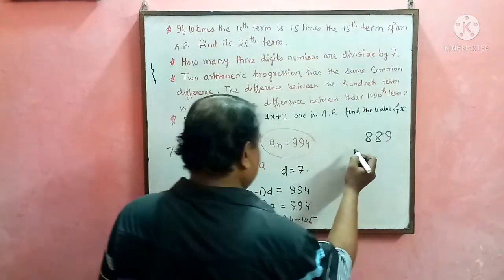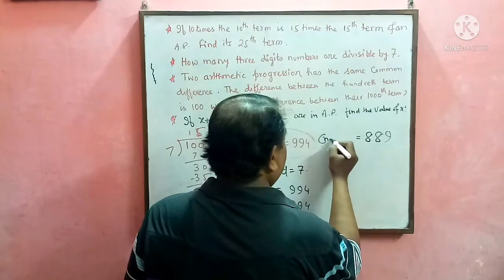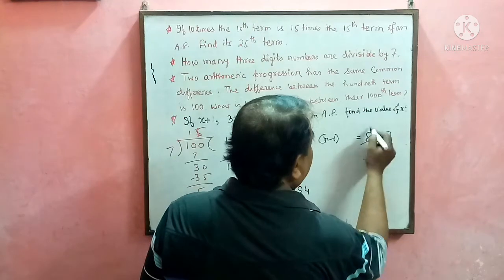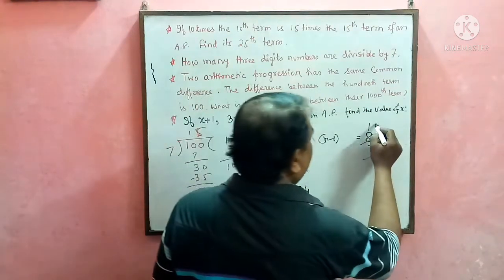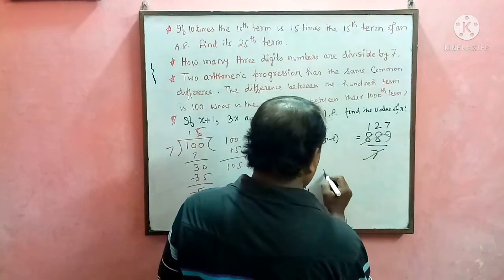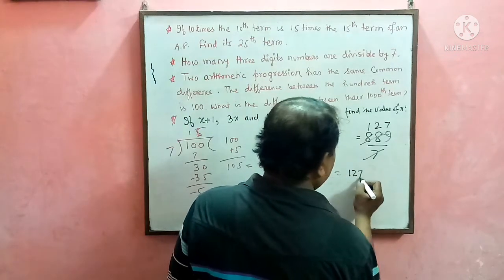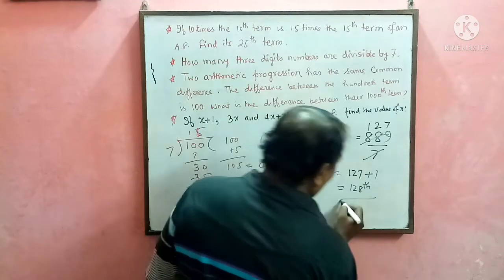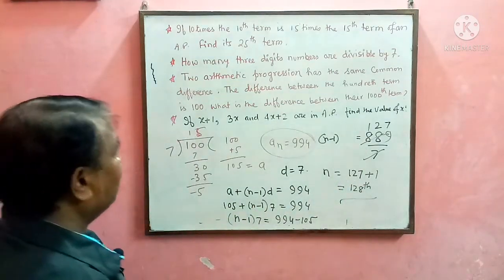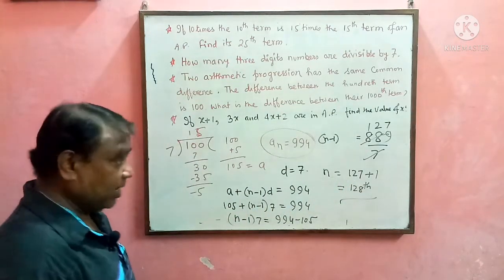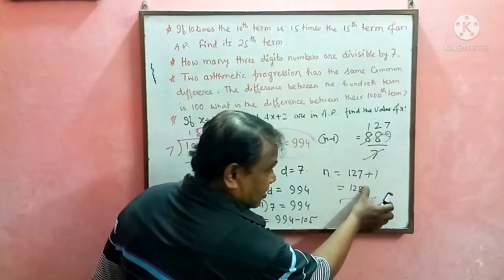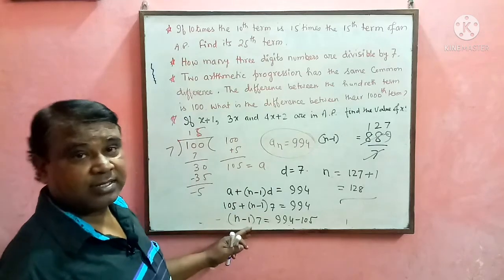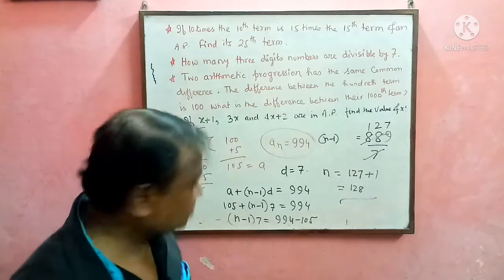Okay, and this is your n minus 1 into 7. So better you divide it by 7. 7 1 is 7, 7 2 is 14, 7 7 is 49, n is equal to 127, plus 1 is equal to 128. That means 128 terms are there which are divisible by 7, and they are 3-digit numbers. So this is the solution.